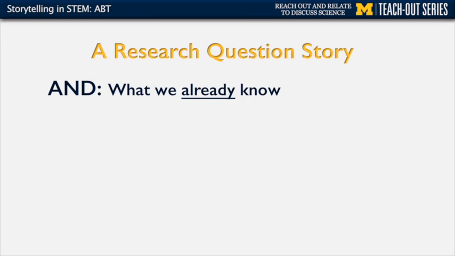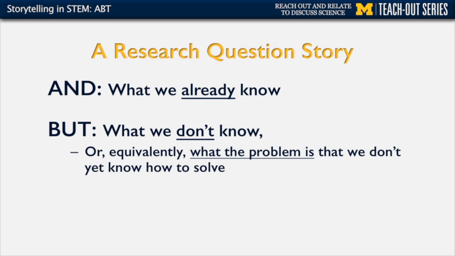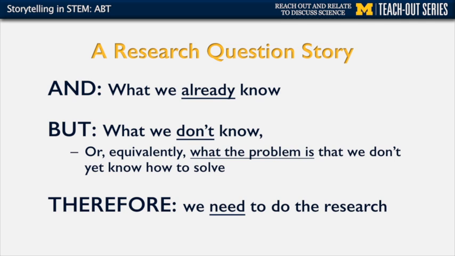You start with the "and," what we already know. We know this about the topic, and we know this about the topic. But, see, that's the key, but: this is what we don't know. Or equivalently, what the problem is that we don't yet know how to solve. That leads to the "therefore." We need to do the research in order to find out what we don't know, or to solve the problem.